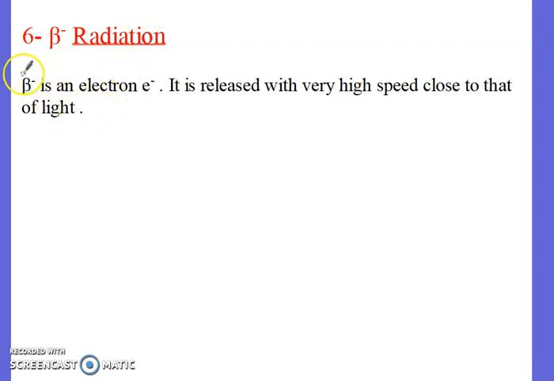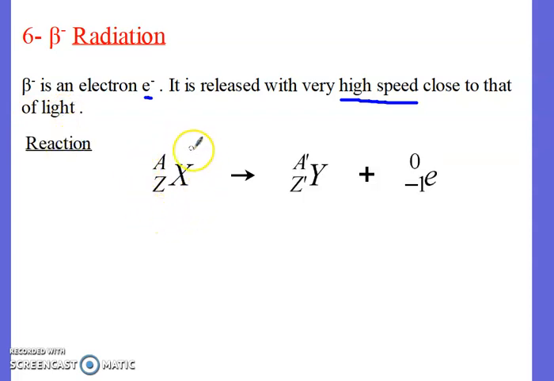First, beta minus particle, as we said at the beginning of the chapter, is nothing more than what? Electron. It is released with very high speed from the nucleus, which is close to the speed of light. Now the reaction is simply, we have the parent nucleus here with A and Z, transform or disintegrate or transmute into the daughter nucleus with A prime, Z prime, plus the beta minus particle, which is what? Electron.